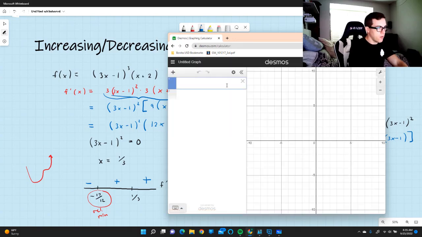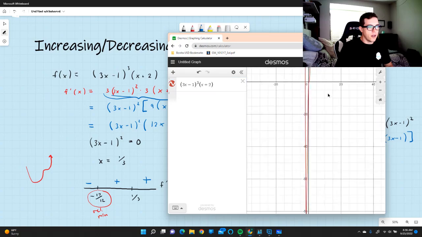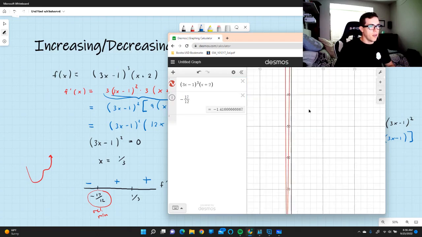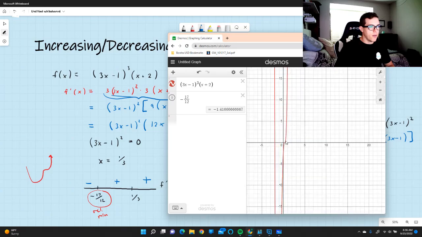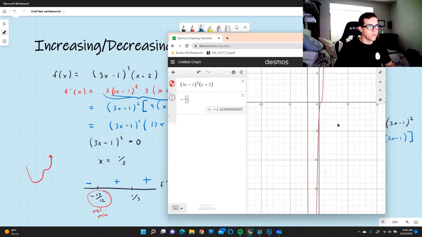So if we graph it, we have 3x minus 1 to the 3rd times x plus 2. So it's a 4th degree. There it is. Goes all the way down, down, down, very steep down to whatever this point is, negative 1.417, which is probably negative 17 over 12. Yeah. And then we go up, up, up, up until we have our nice little critical point at 1/3, which is what we said, and then it continues going up. So that looks good. Overall, I think that's good.